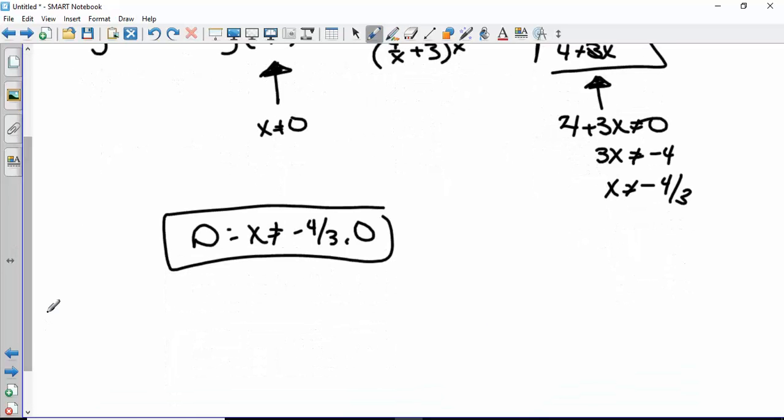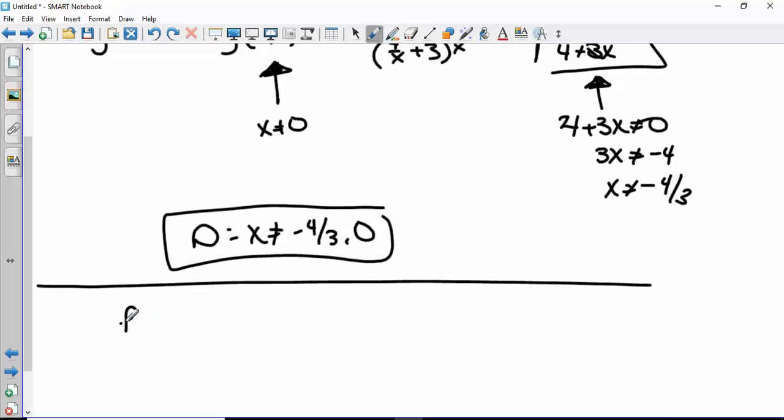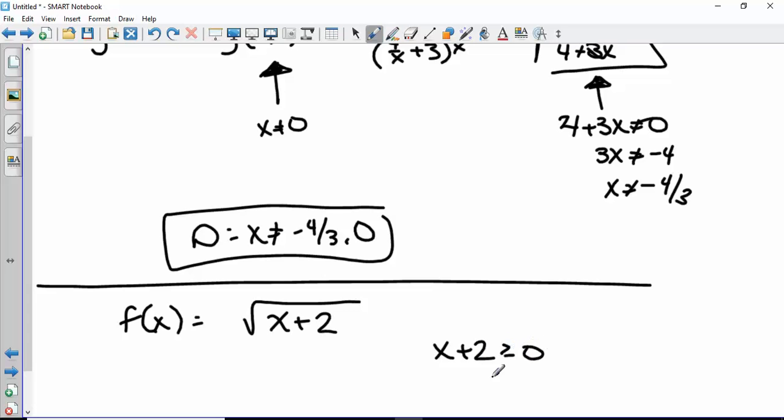If I asked you for the domain of this, what would you do? x plus 2. So it would be negative 2 to infinity.